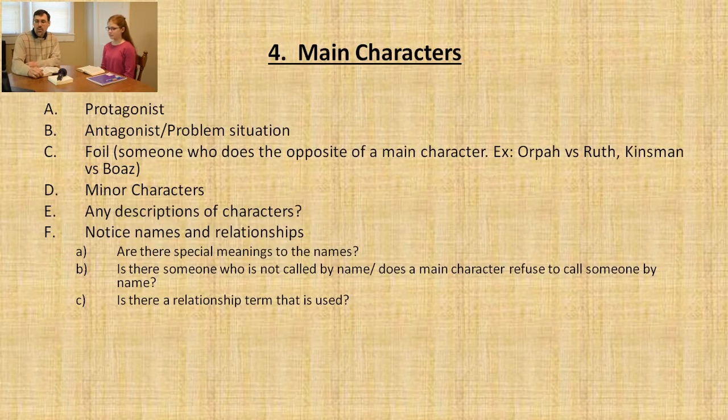So is there someone who is not called by name? That's an important thing to notice. Sometimes there is a character in the story who is not called by name. Their name is just omitted completely, and you'll notice that the narrator kind of dances around telling us their name. For instance, again in the story of Ruth, do we know the name of the kinsman redeemer? No, we don't. He's called the kinsman redeemer all the way through, but he's called by title, not by name. And I think it's significant in the story.